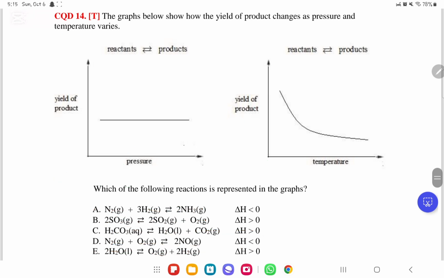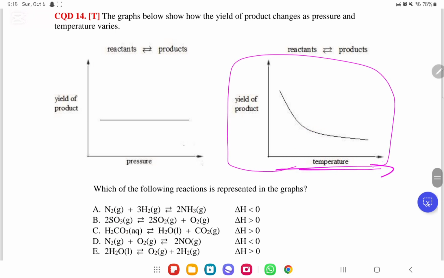Now, let's say there was an extra option that had the same amount of gases on both sides. If they ever brought this, how are we supposed to know? We're supposed to look at the second graph. The second graph tells us that as the temperature increases, the yield of our product decreases. So that means it's an exothermic reaction. As we increase the temperature, according to Le Chatelier's principle, the system will have to decrease it, and for that it will take from the products and give to the reactants. So definitely the yield of products decreases, so definitely it is exothermic.